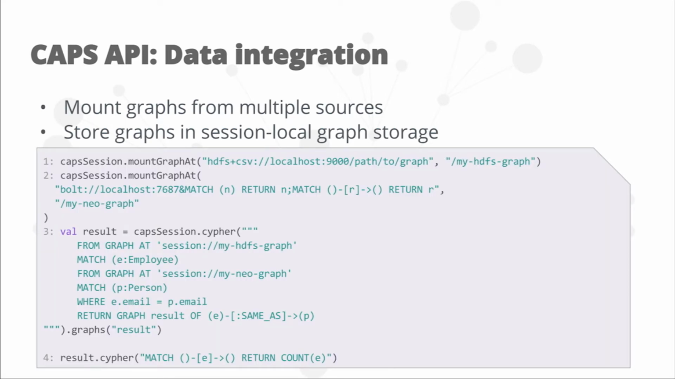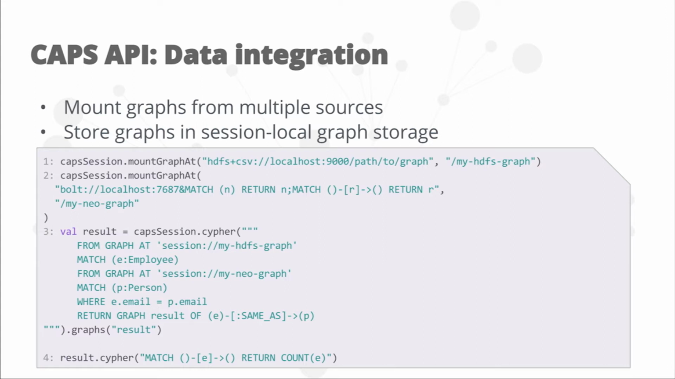So for example, here in the first line, we mount a graph at a specific alias, just a mount point. So for example, here we mount a graph that is stored under the HDFS path that you see here, under the name my HDFS graph. So this is the name that we can use to refer to that graph at a later point.